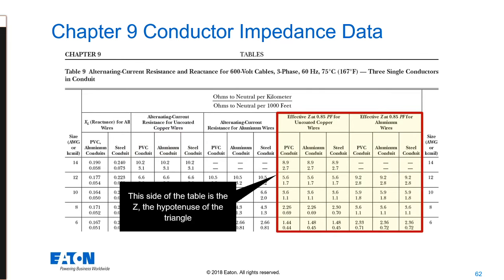And then again, there's your effective Z. Now, if you didn't know what effective Z was before, now you know. Go back to the power triangle, and that's the hypotenuse. And they'll give you this at a power factor, because what did we say?